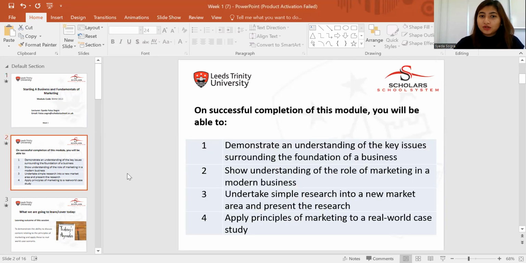On completing this module, you will be able to understand the key issues surrounding the foundation of a business. And also you will be able to show an understanding of the role of marketing in a modern business, undertake simple research into a new market area and present the research, and also apply principles of marketing to a real-world case study.